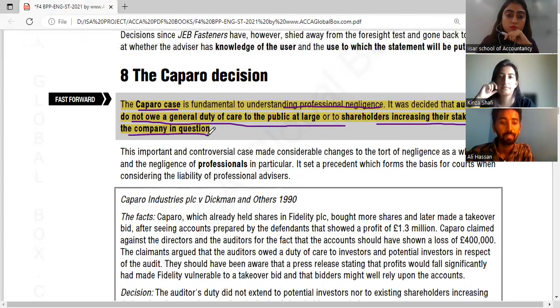Yes, so what are they saying? Did I explain? So it was the base for professional negligence. So there was no auditor held liable for any of their recommendations made in the audit report.